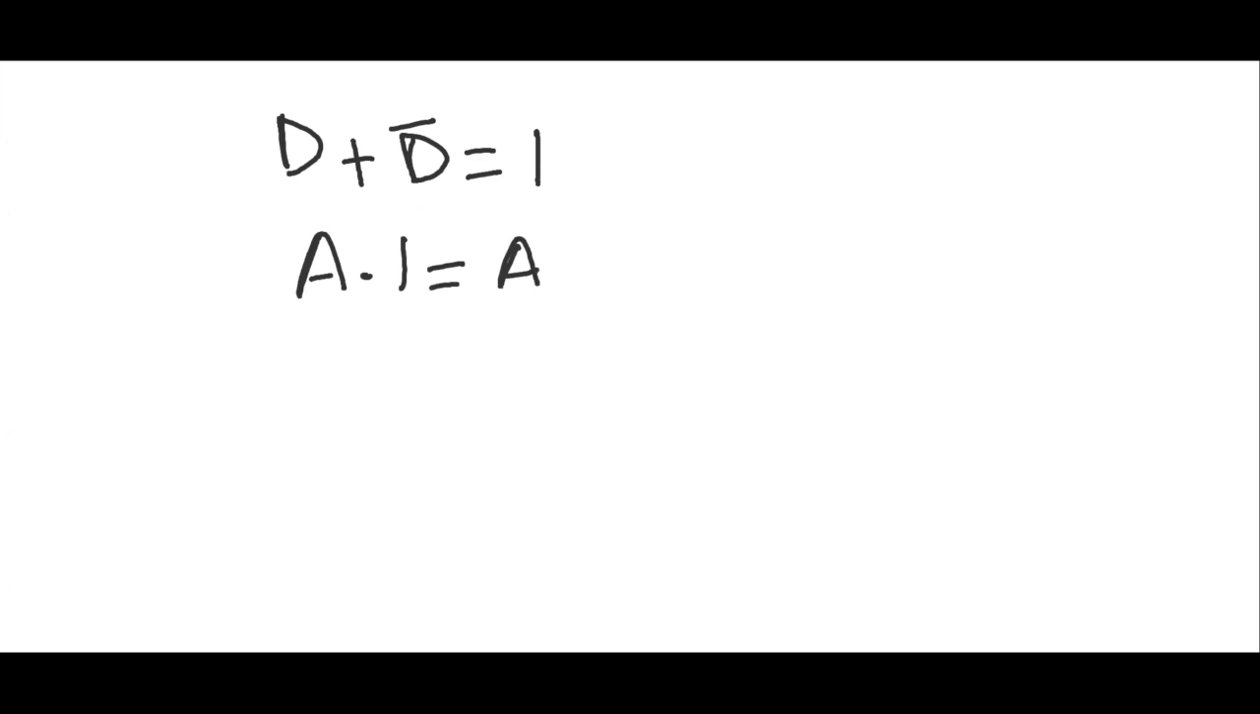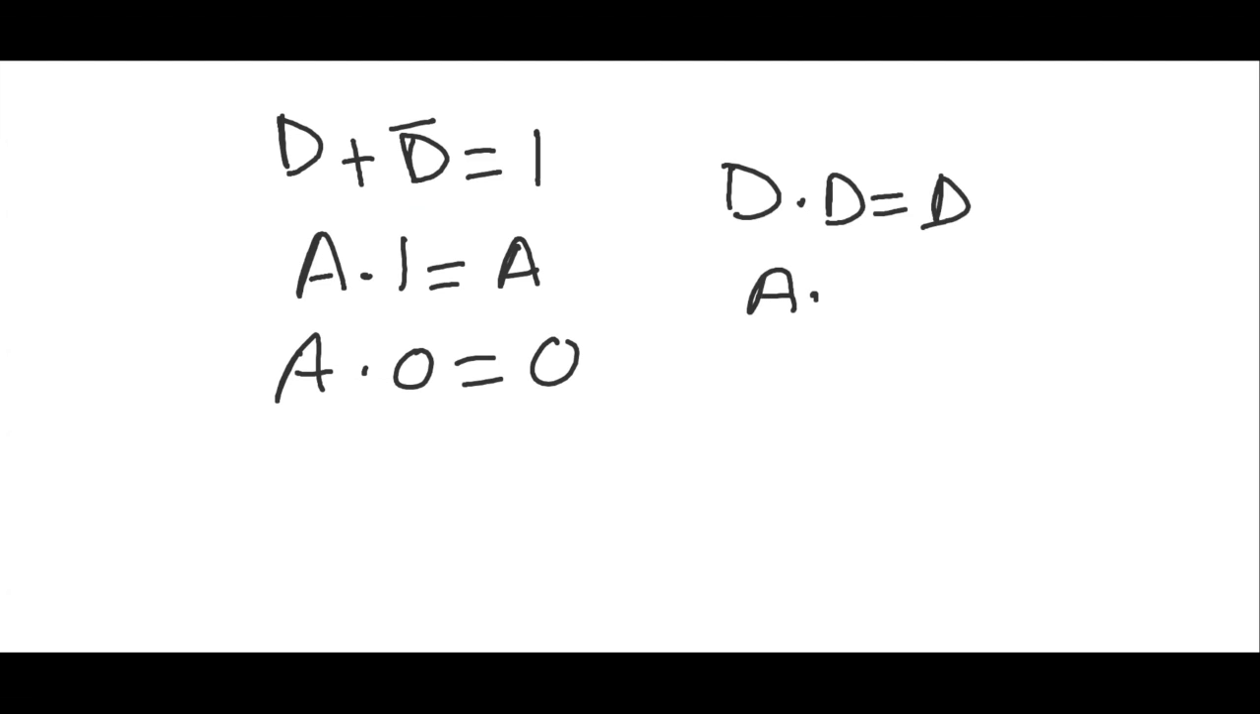I talked about some theory, for example D plus D bar is equal to 1, and I showed you how it's 1. There are also some others which you should know. It's basic math. A times 1 is A, A times 0 is going to be 0, which will be helpful to simplify expressions. And then D times D will be D, or A times A will be A. In our logic circuits, we don't have a square like in math, so don't think A times A will be A square. It's going to be A. And then if we have A plus A, it's going to be A.